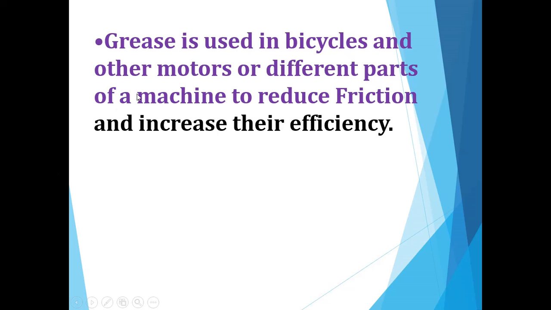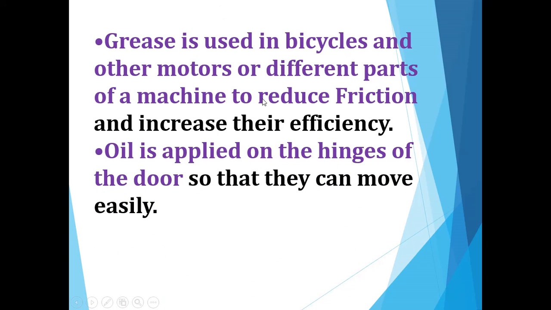Now grease. The next one is grease, which is used in bicycles and other motors, different parts of machines. So why are they using grease? In order to reduce friction and increase their efficiency. Then oil is also applied on the hinges of the door so that they can move easily. If the door is unable to lock or unable to open, what do we do? We apply oil on the hinges of the door, which will make them move easily.